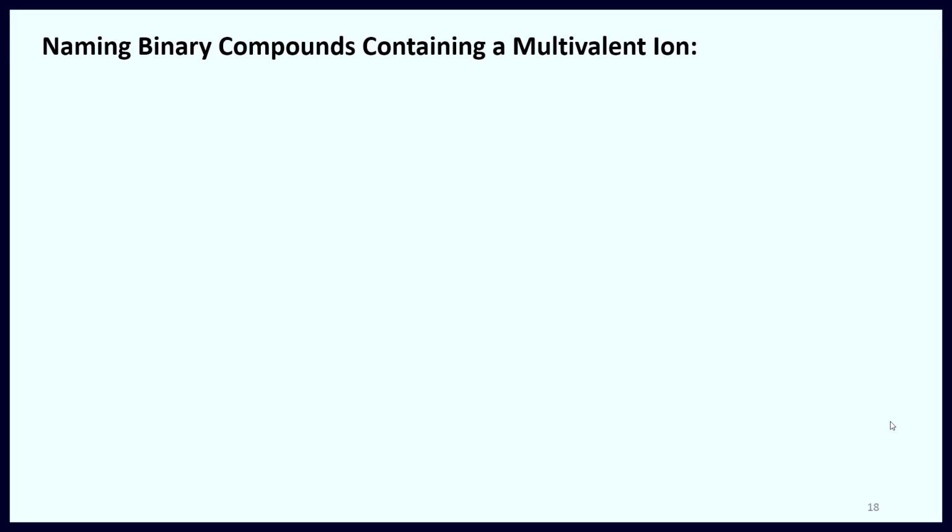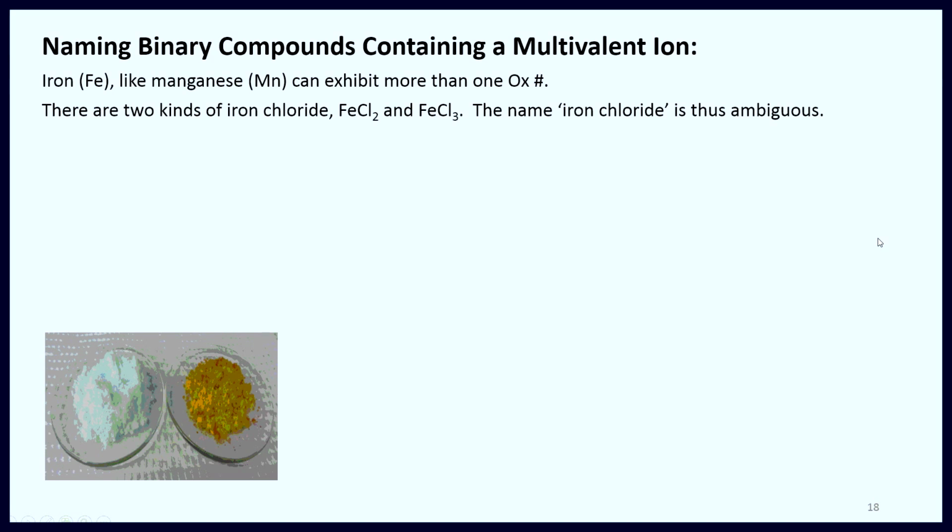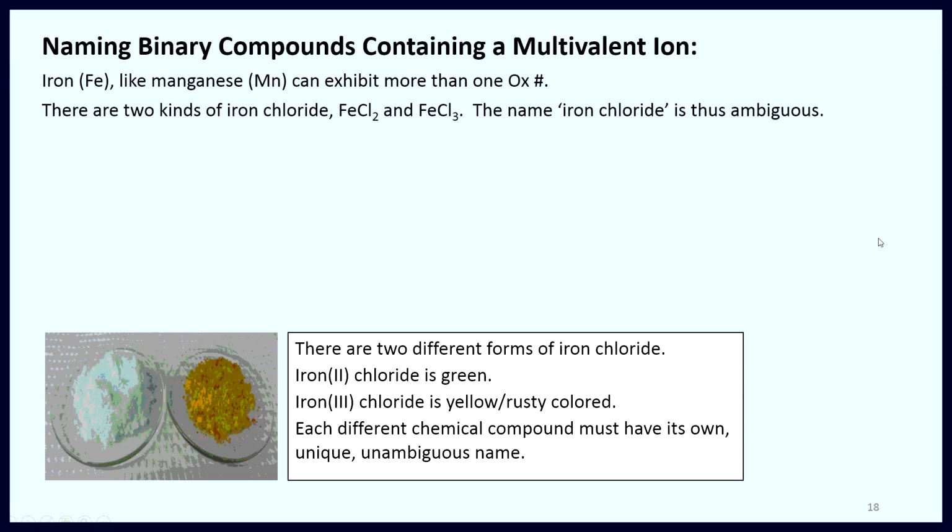All right, naming binary compounds containing a multivalent ion. So iron, like manganese, can exhibit more than one oxidation number. There are in fact 2 kinds of iron chloride: FeCl2 and FeCl3. And so the name iron chloride is ambiguous. It shouldn't be used. Here's a picture of those 2 types of iron chloride. Iron 2 chloride is green, and iron 3 chloride is a yellow, rusty color. And each distinct chemical must have a unique, unambiguous name.